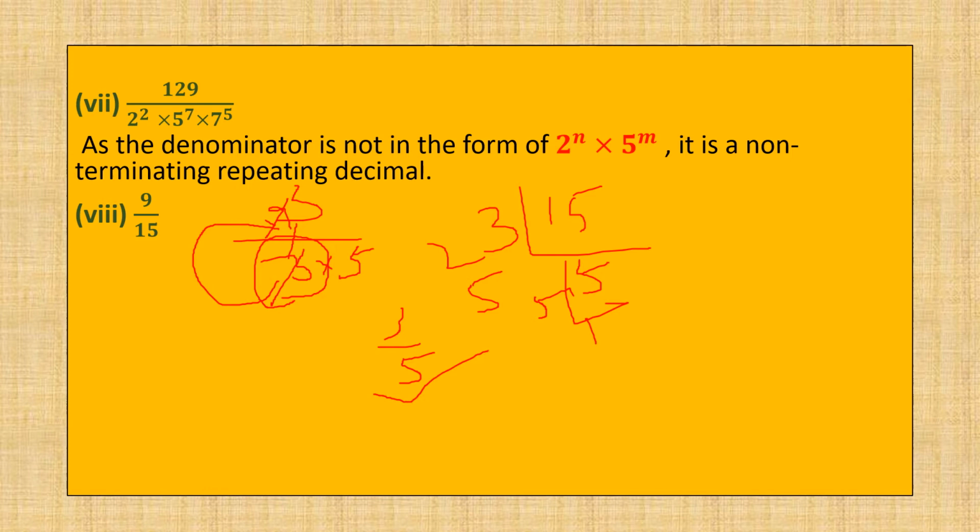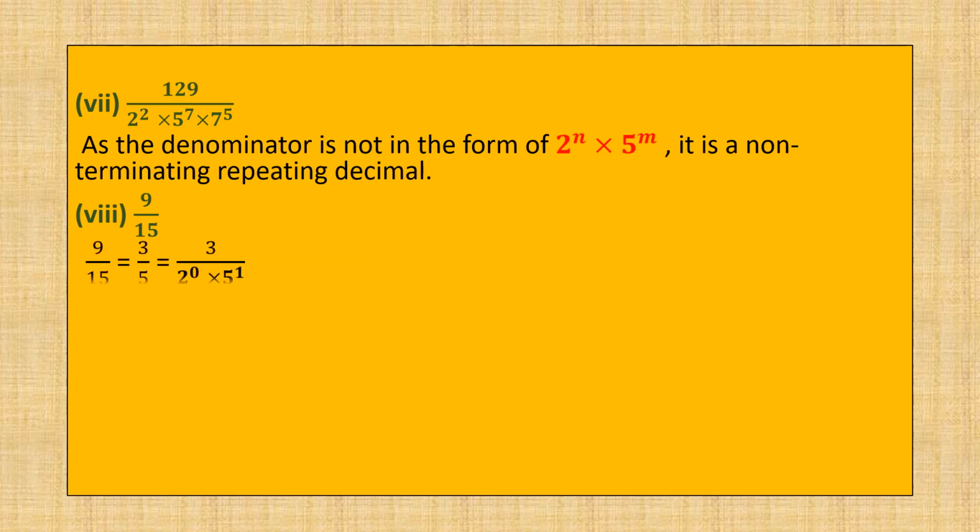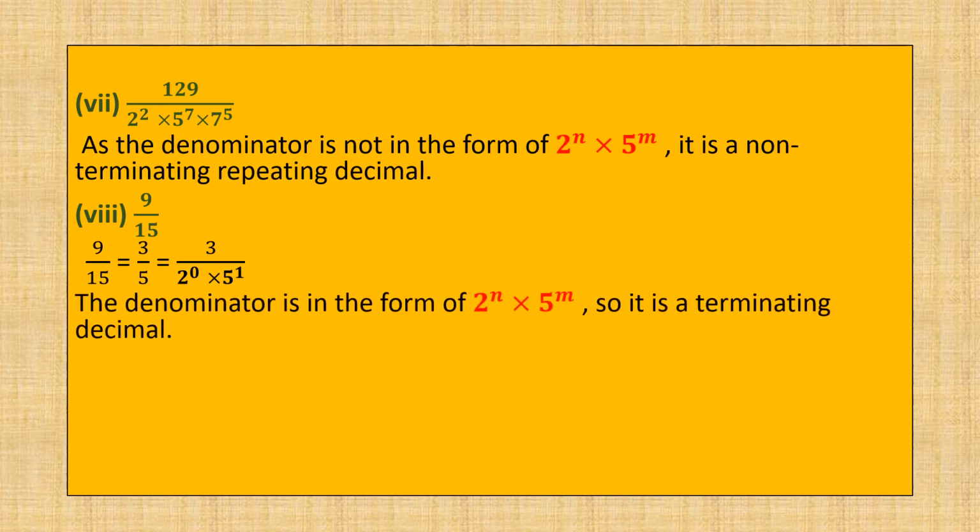So it will be a terminating decimal. Okay, so I can write 2 power 0 into 5 power 1. So it is in the form of 2 power n into 5 power m, so it is a terminating decimal.